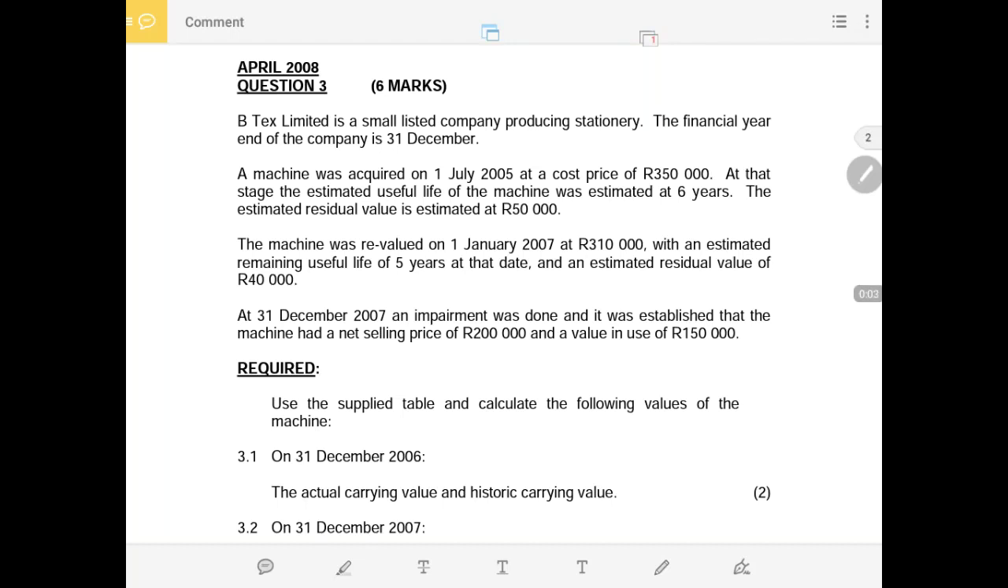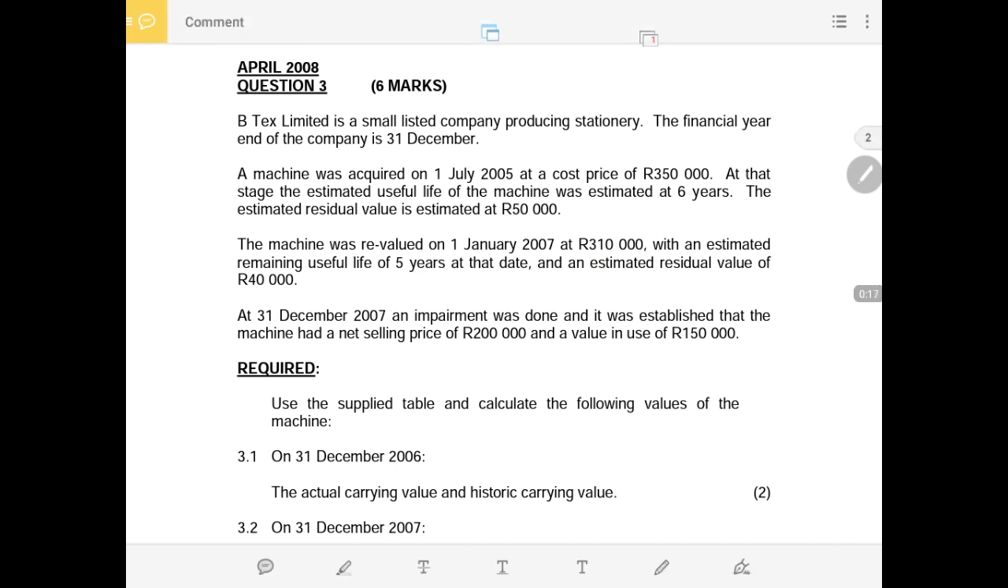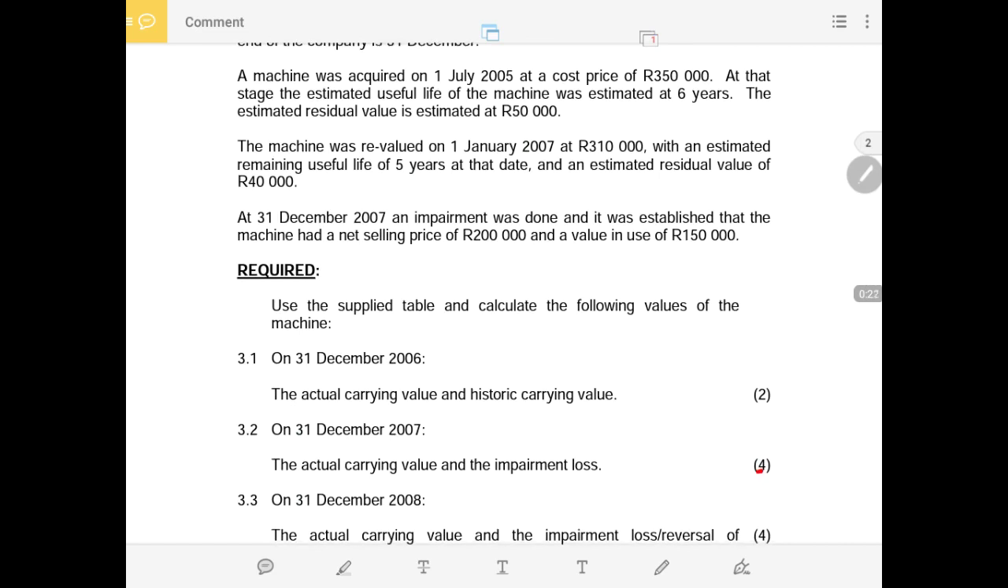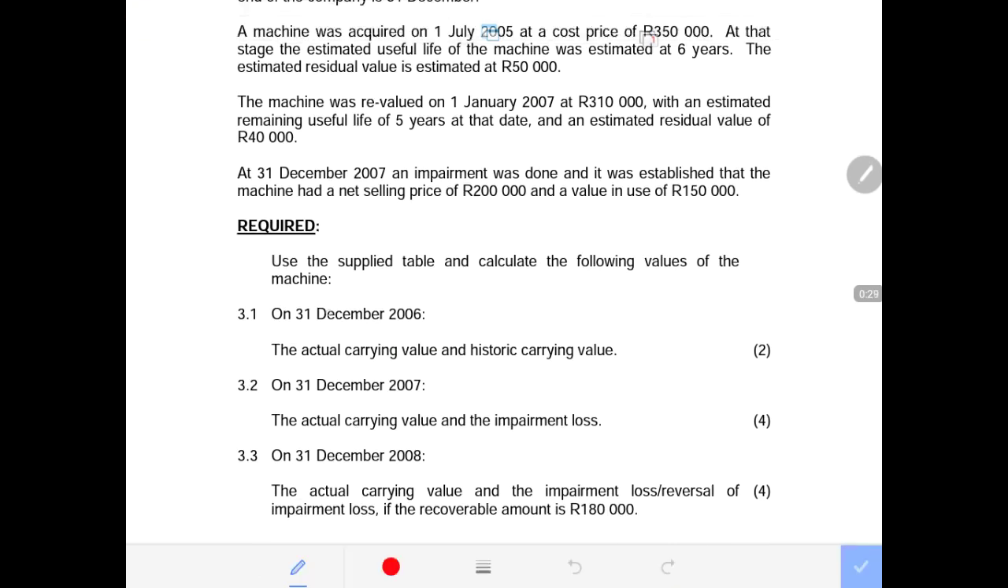Once again, we are still busy with the topic of impairment loss or impairment of an asset. Then it says B Text Ltd is a small listed producing stationery company. But before we go into that stationery producing company, let us know what we are required first. We are to use the supplied table and calculate the values of the machine.